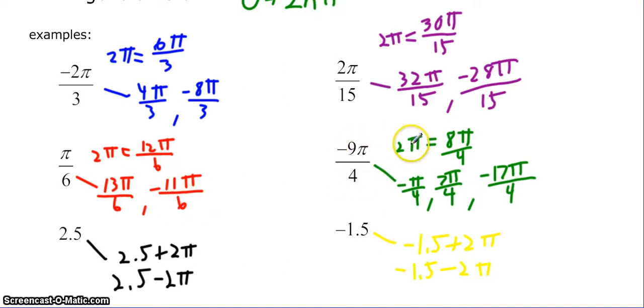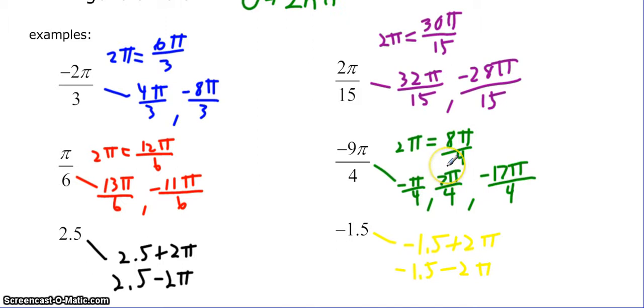Negative 9 pi fourths. Here 2 pi is 8 pi fourths. So if I add 8 pi fourths to negative 9 pi fourths, I still get a negative coterminal angle, which is negative pi fourths. So I have to add 8 pi fourths again to negative pi fourths to get 7 pi fourths as a positive coterminal angle. If I wanted a different negative coterminal angle, if I subtract 8 pi fourths from negative 9 pi fourths, I get negative 17 pi fourths.